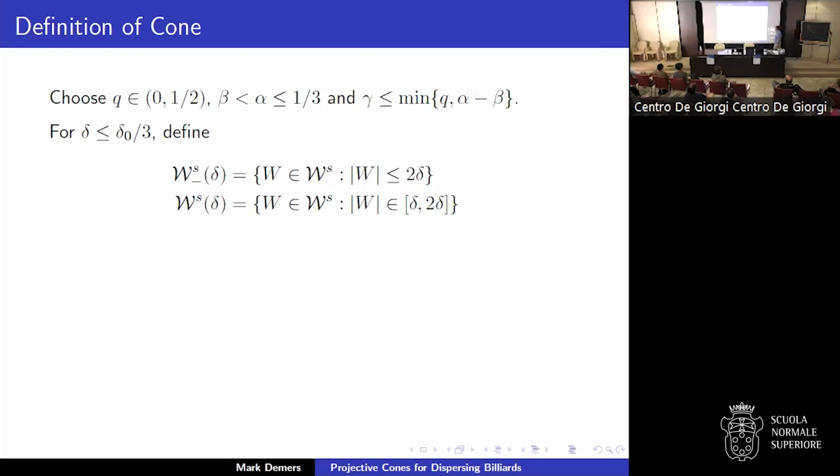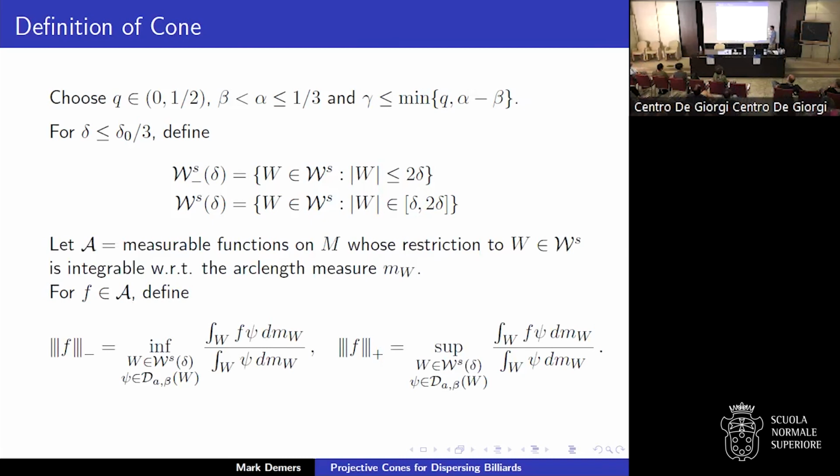So now we want the cone. We have two families of stable curves. The stable curves without the minus below are going to have length scale between delta and 2 delta. And with the minus below is anything 2 delta or shorter. So the WS minus includes the WS. And we're going to define something that looks like a norm. It's not quite a norm, but it's going to be a relative ratio of how mass is distributed for elements of our cone. And so here this is just projective, so we're dividing by the integral of phi.